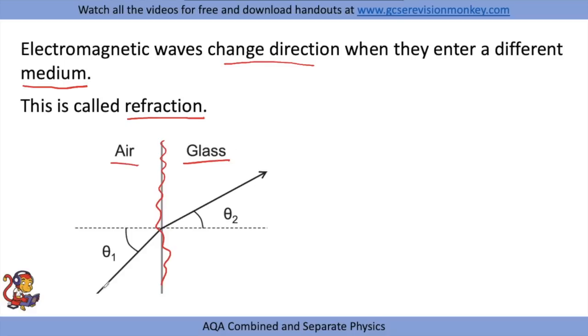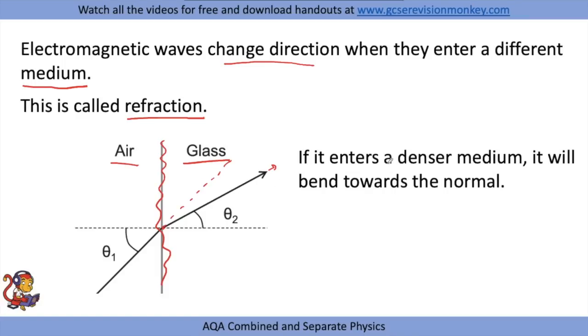So this wave is coming in here, hitting the glass, and is bending. So rather than carrying on in the same direction that it was going through first of all, it's bending and changing direction to head out this way. And if it enters a denser medium, it will bend towards the normal. Air is less dense than glass, so it's going from the less dense air to the more dense glass, so it bends towards the normal.